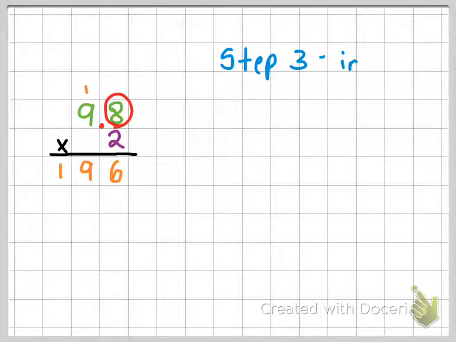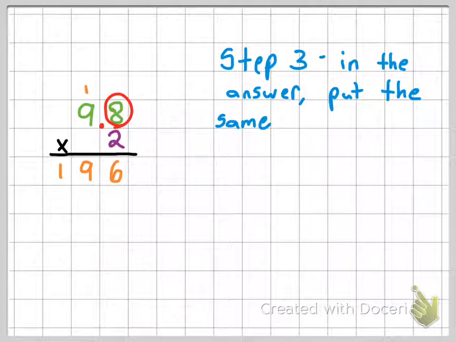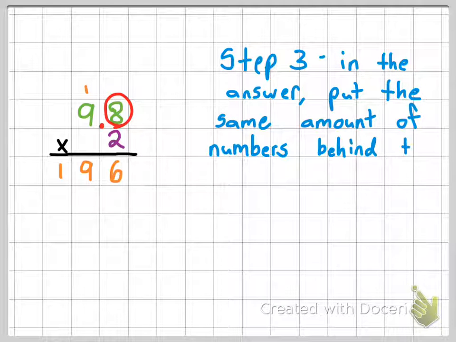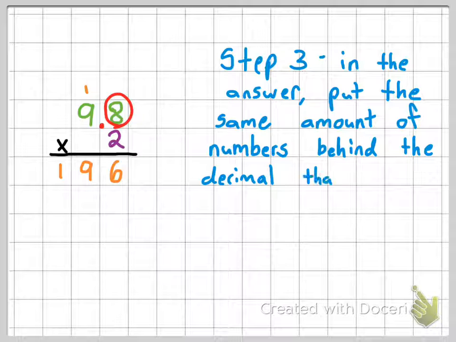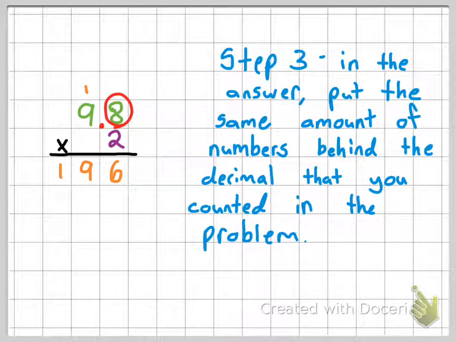So here's my problem again, with one number behind the decimal. And step 3 says that in the answer, we're going to put the same amount of numbers behind the decimal that we counted up in the original problem in step 2. So there was one number behind the decimal in the problem, which means in our answer we're going to have one number behind the decimal. So instead of 196 as my answer, that 6 is going to go behind the decimal, and I'm going to have 19 6/10.